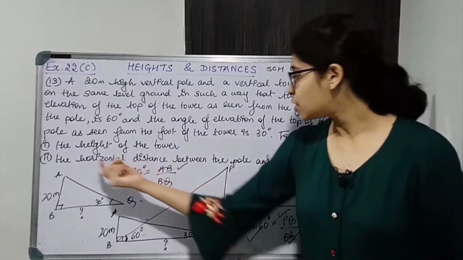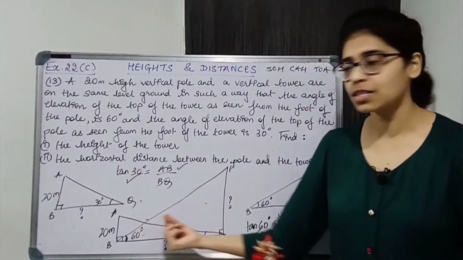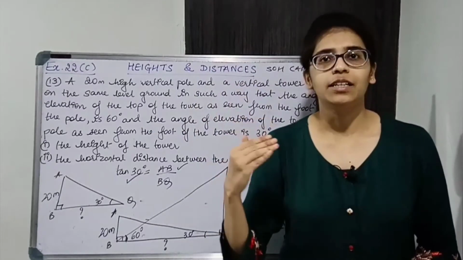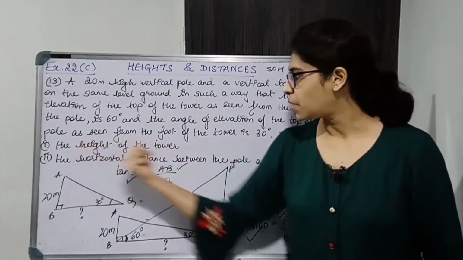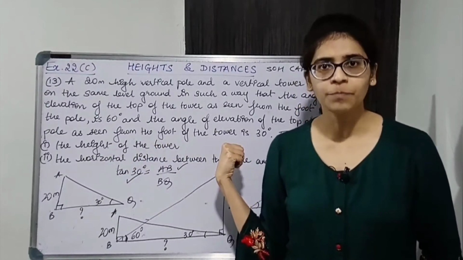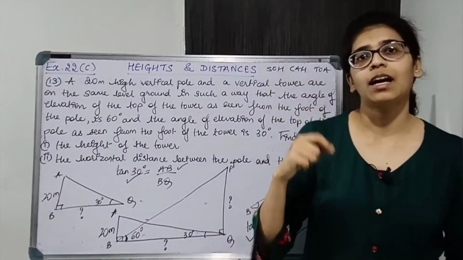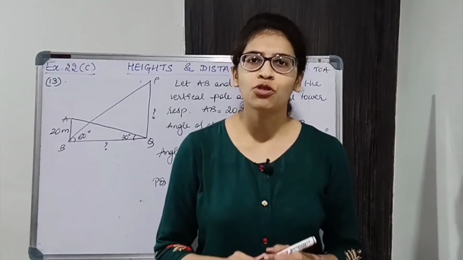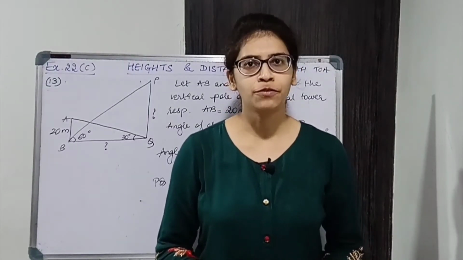So it's easy. First you will get the horizontal distance, and then you'll get the height of the tower. Once you get that, write the final answer: first part, height of the tower is so and so, and then the horizontal distance. Now let us write down the given properly, and then we'll start with the solution. So draw a proper diagram and then write down the given information.